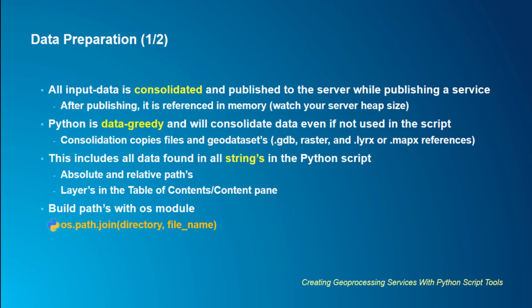So if you do have to hard code paths, if you're using absolute or relative paths, a good way to do that Pythonically, I guess, is to use the os.path.join function. The OS module is super useful for making sure that string paths are formulated properly for Linux or Windows.